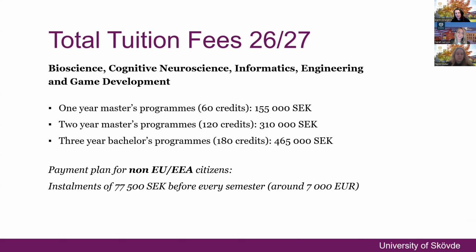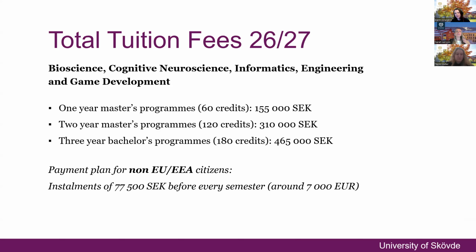310,000 Swedish crowns, sorry. And the three-year bachelor's programs are going to be 465,000 Swedish crowns. And these fees are all going to be paid in installments. And what that means is that you pay an equal amount before every semester. So you can basically divide the full fee by, if you're studying for 2 years, you will be dividing that by four for 4 semesters, obviously.